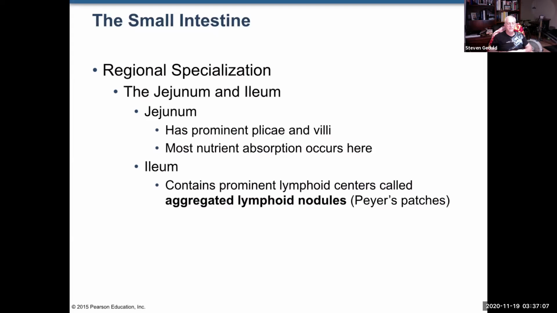small intestine. The jejunum has very prominent plicae and villi, which you would expect because that's where most of your absorption occurs. So you have a lot of plicae and a lot of villi. That's your jejunum. The ileum contains prominent lymphoid centers called aggregated lymphoid nodules, or Peyer's patches. Those are your lymphoid nodules. That's where a lot of your bacteria and a lot of your high-lipid material is absorbed out of your small intestine, in the ileum.